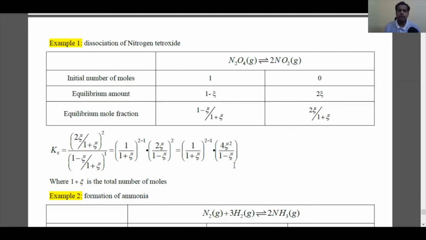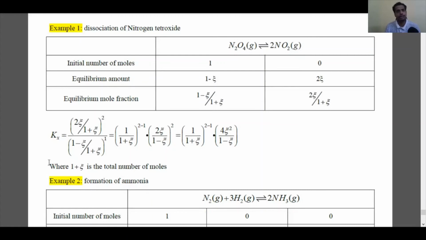So I have got a polynomial kind of expression in terms of xi. What is xi? Extent of reaction. If I solve this expression, I can find out what my equilibrium constant will be. So this is the first example.